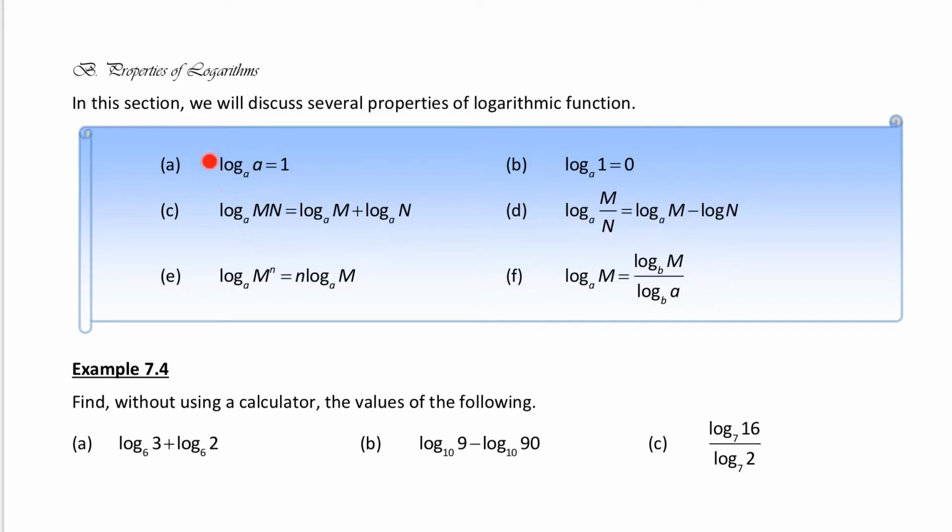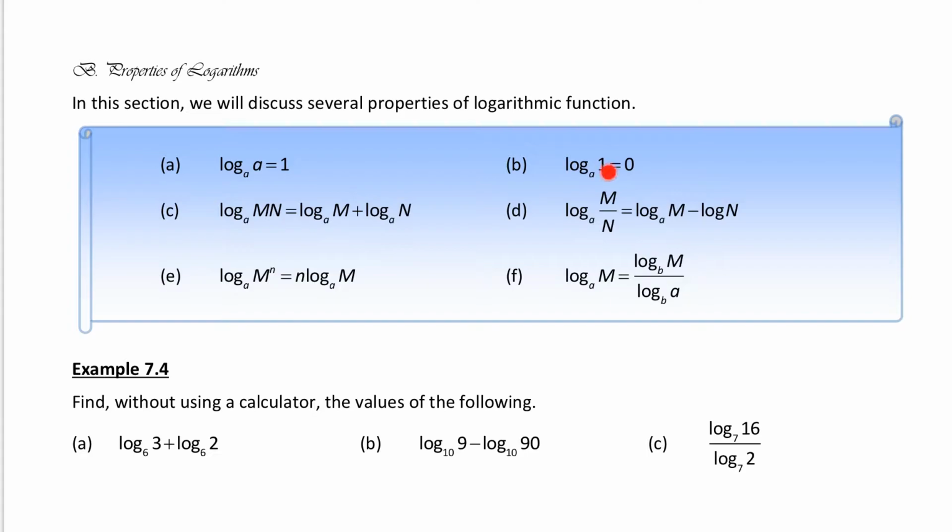The first property, obvious: log a with base a. Because I know the definition, I want to know the number such that a to the power of that number is equal to a. And so a to the power 1 is equal to a, so the answer is 1.